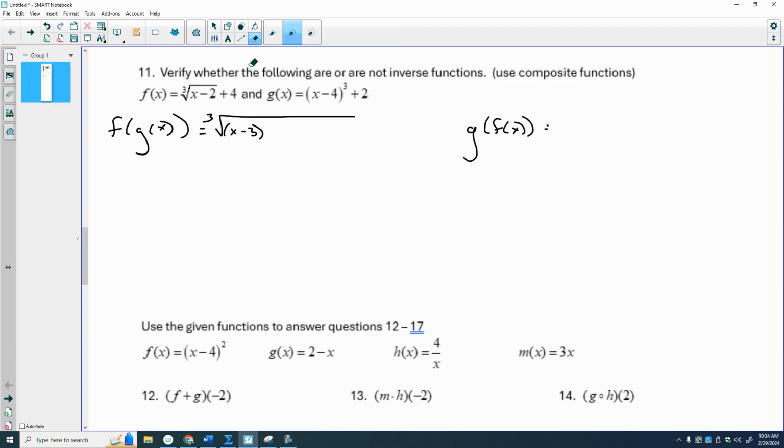Why did I put a 3? x minus 4 cubed plus 2. So that I put right there for the x. Well, there's still this minus 2 sitting there. And there's this plus 4 sitting outside the radical. Plus 2 minus 2 goes away. And I get the cube root of x minus 4 cubed.